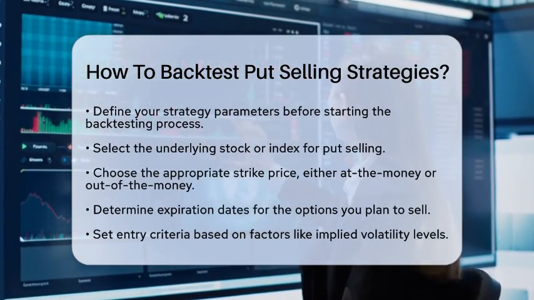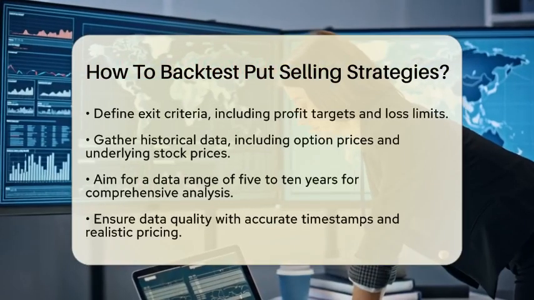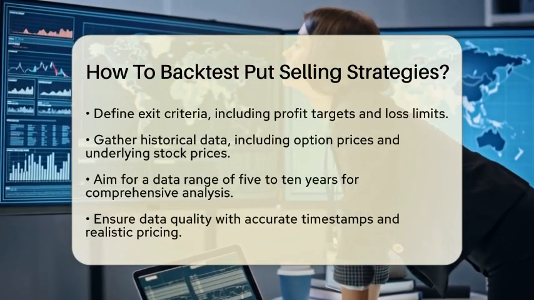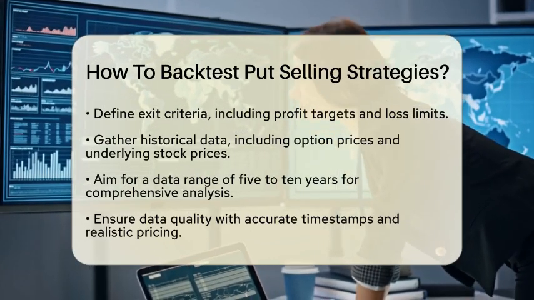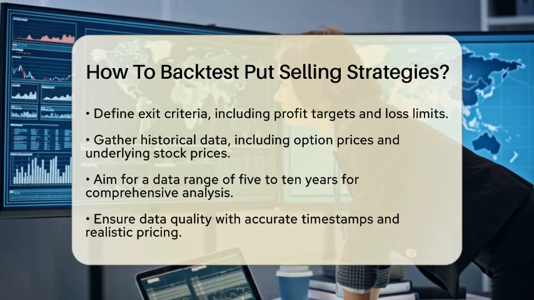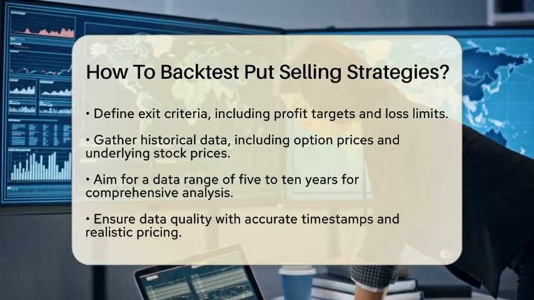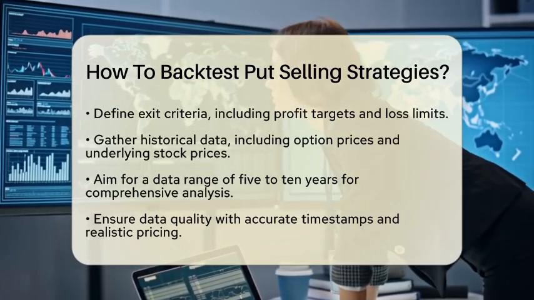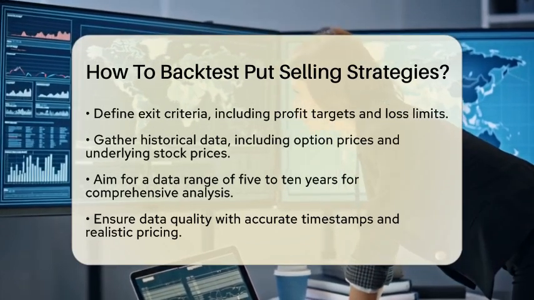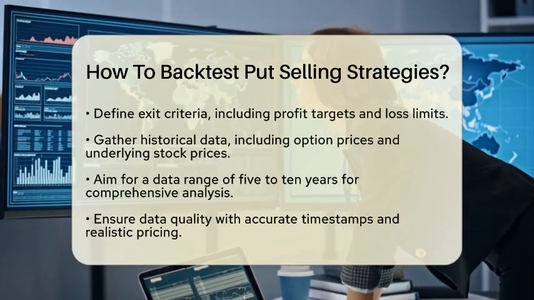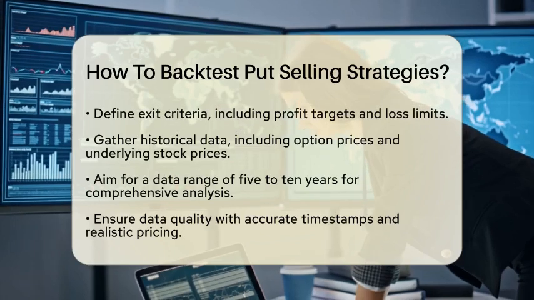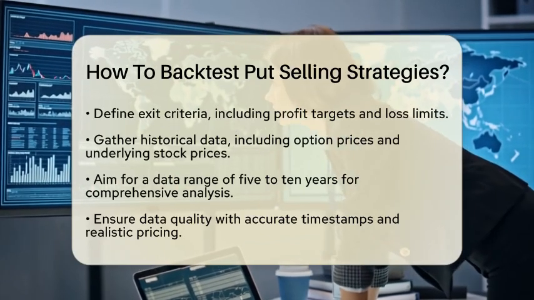Once your parameters are set, it's time to gather historical data. You will need historical option prices, including bid-ask spreads, for your chosen underlying stock and strikes. Aim for data covering a significant period, ideally 5 to 10 years. Make sure to include the underlying stock price data and volatility measures. Quality is key, so ensure your data has accurate timestamps and realistic pricing.